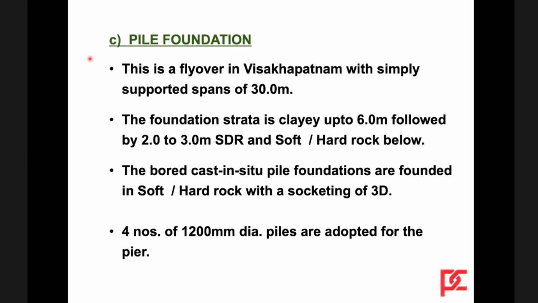Then we will go for a typical pile foundation design. We have done this pile foundation for a flyover in Visakhapatnam, with simply supported spans of 30 meters. Foundation strata is clayey up to 6 meters, followed by 2 to 3 meters of SPT, and then soft rock below. Bored cast in-situ piles are founded in soft rock with a socketing of 3D. It's actually not a very hard rock, it's a soft rock, so we could go for a socketing of 3D. 4 numbers of 1200 dia piles are adopted under each pier.